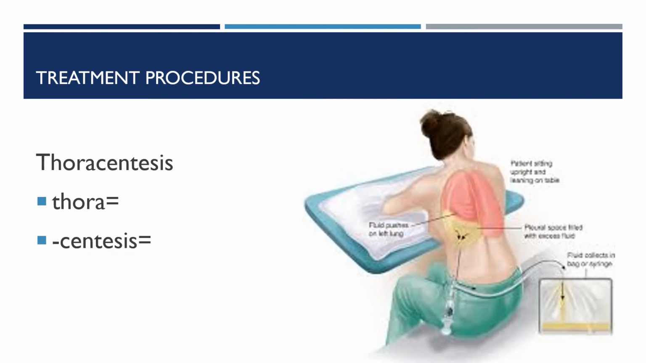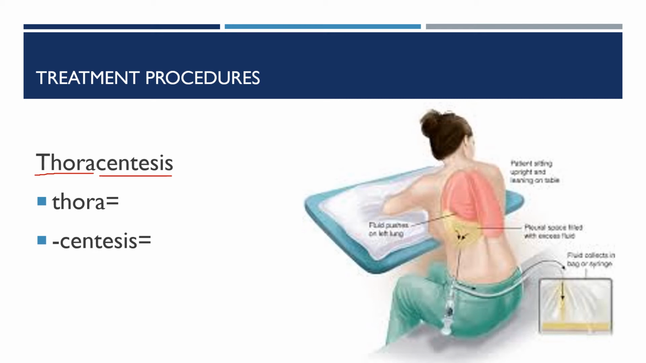Okay, thoracentesis. Thora refers to the thorax, the chest cavity. Centesis is that surgical puncture to remove something, typically fluid, but we can also do it to take air out. If you remember, two disorders that are related to this would be a pneumothorax or a hemothorax.